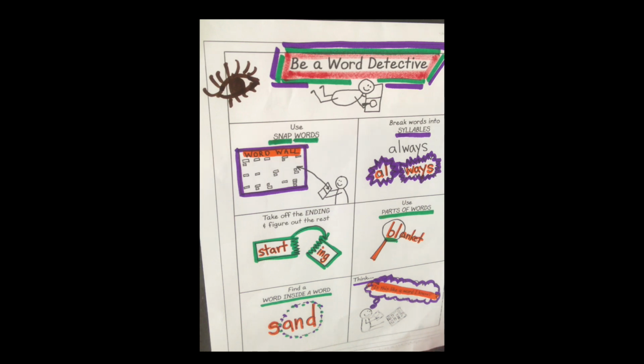Another strategy that we have talked about before is looking for little words inside of a word. So in this word, and, the word and is there, and you know that word already. You just have to put this at the beginning. So let's put it together. And, sand.